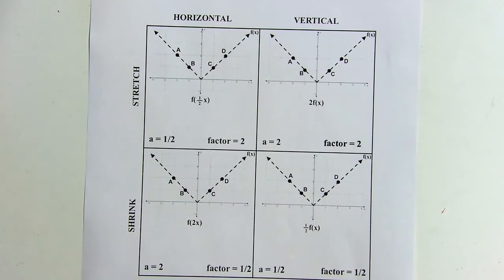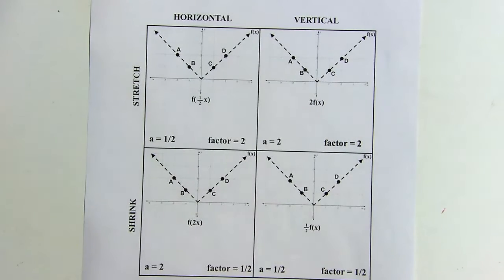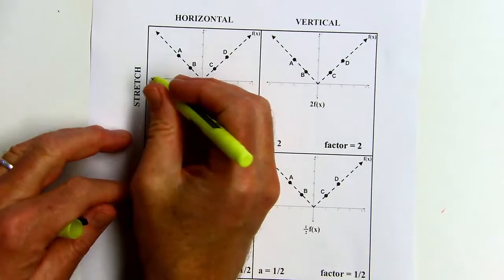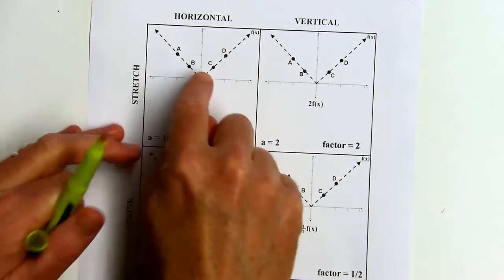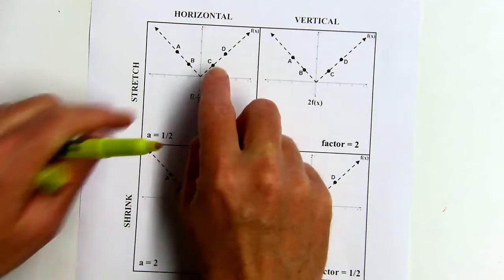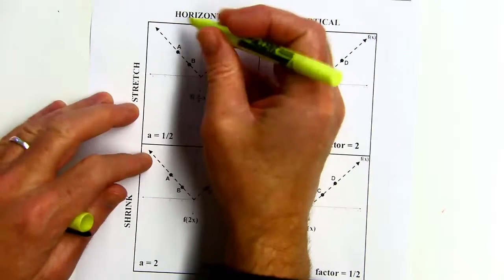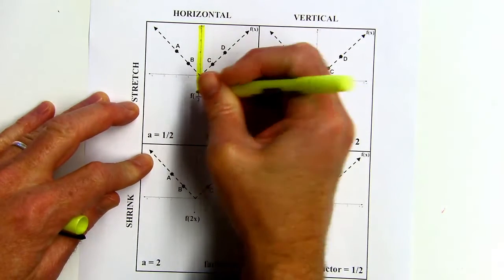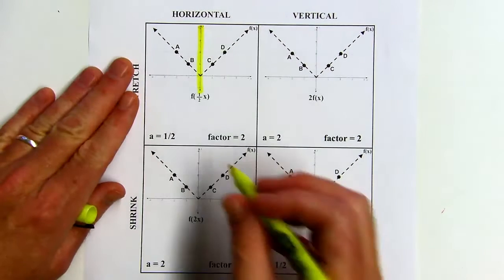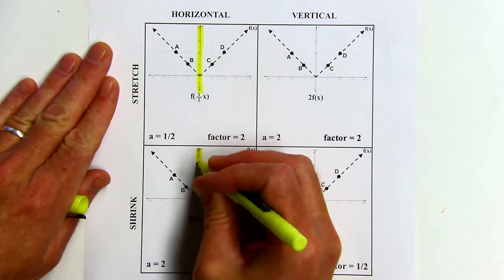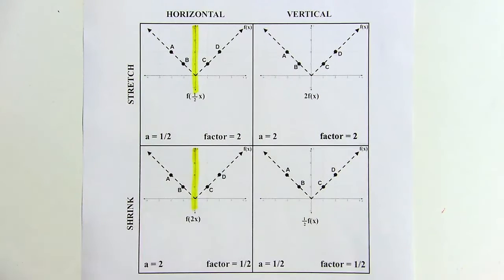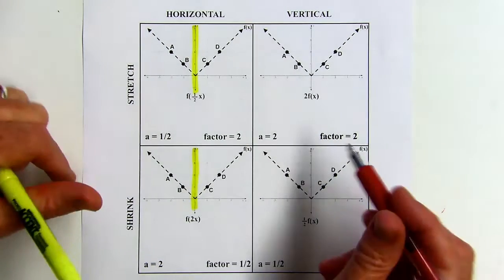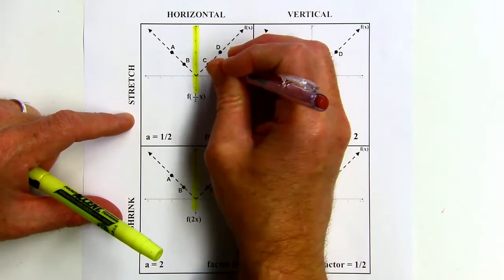All right, so when we're looking at this top left one, since it's a horizontal change, that means it's a horizontal stretch. Well, that means that these points are going to move horizontally, okay? And they're going to be stretching. When we're doing a horizontal change, those points are going to move away from the y-axis, okay? And down below, with our shrink, they'll move towards the y-axis. So I'm just highlighting what those are moving to or away from. All right, so with our stretch, these points are all going to move out.